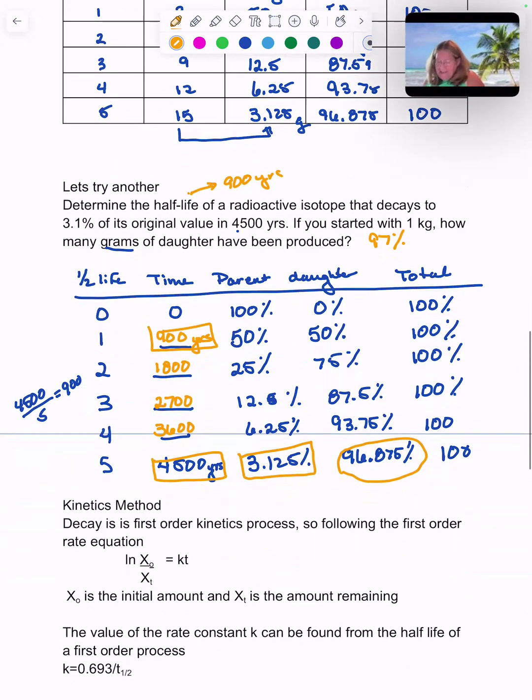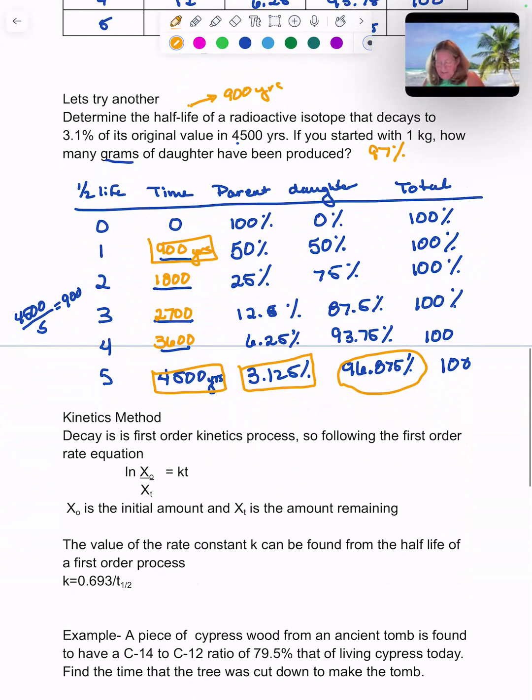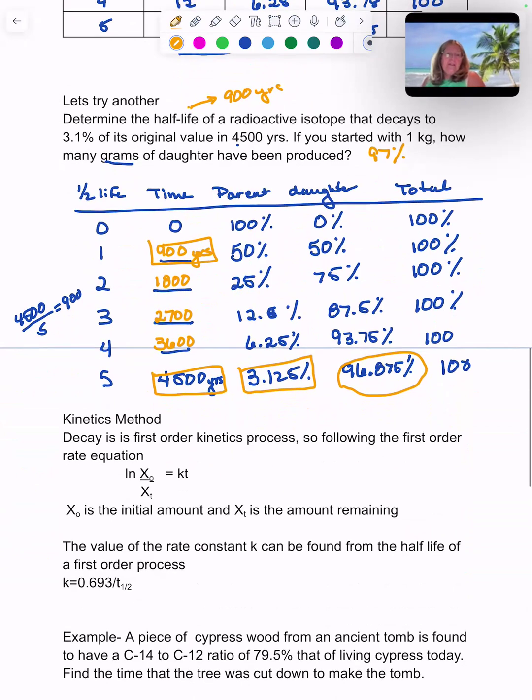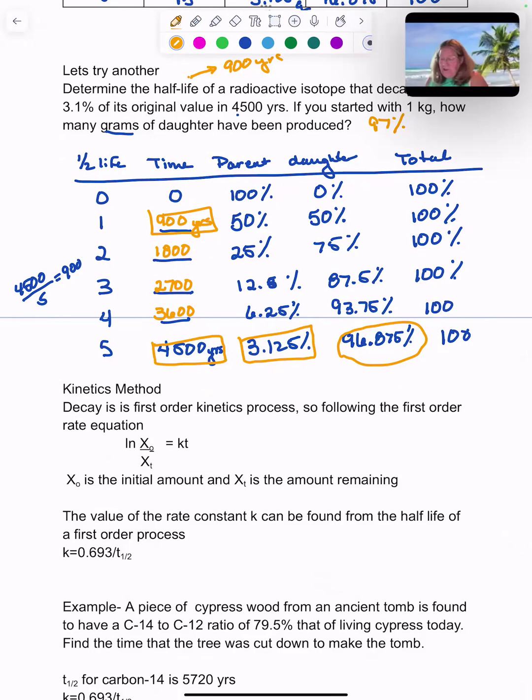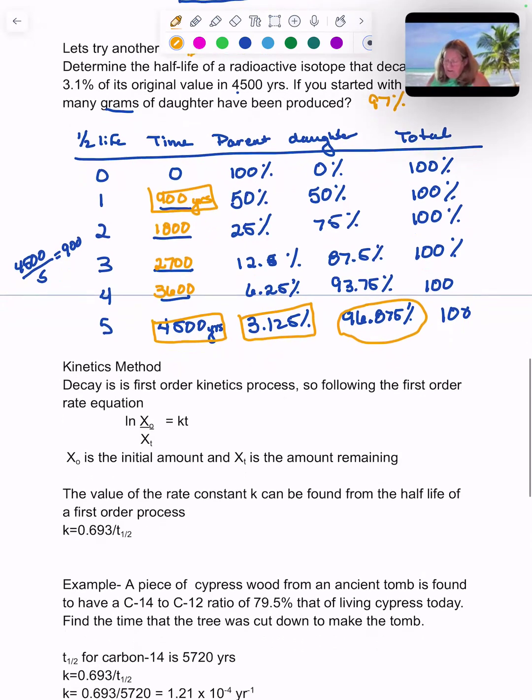The kinetics method is a little more intense. So if you're in an academic level class, or this is all your teacher's asking, you can go ahead and go straight to the questions. But if you're looking at AP and looking at kinetics, let's know that decay is going to be a first order kinetic process. So it's going to follow the first order rate equation. The natural log of x0 over xt equals kt. X0 is the initial amount, xt is the amount remaining, k is your rate constant.